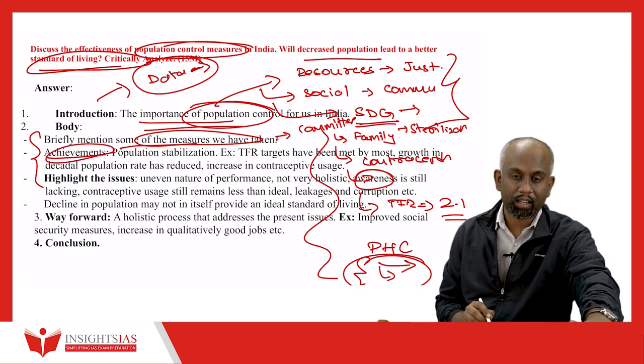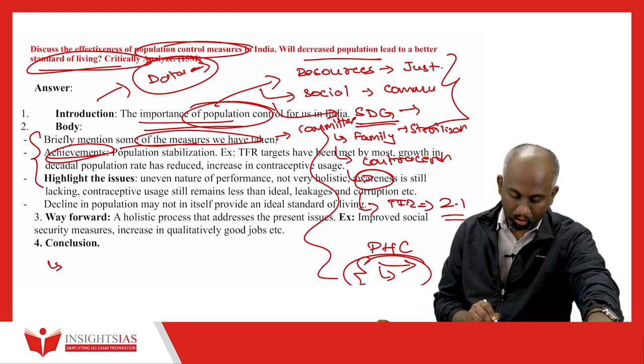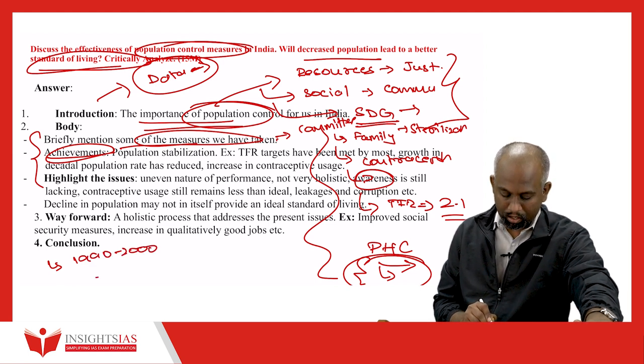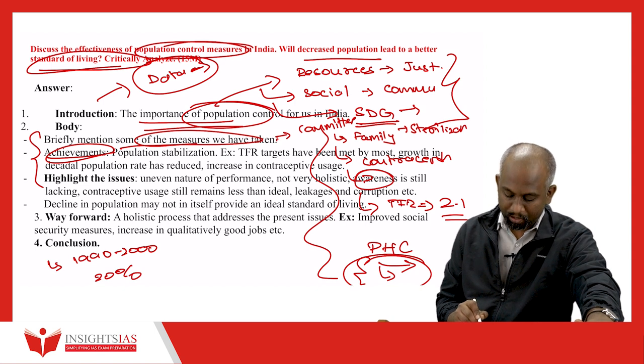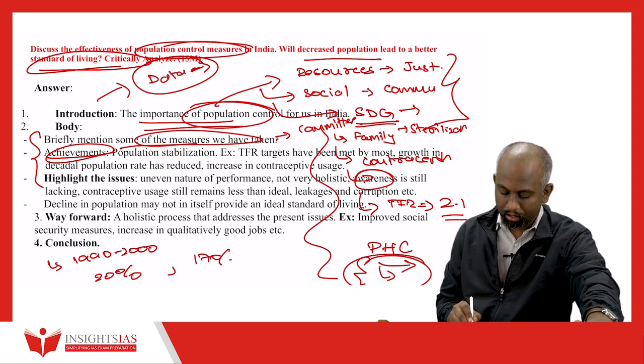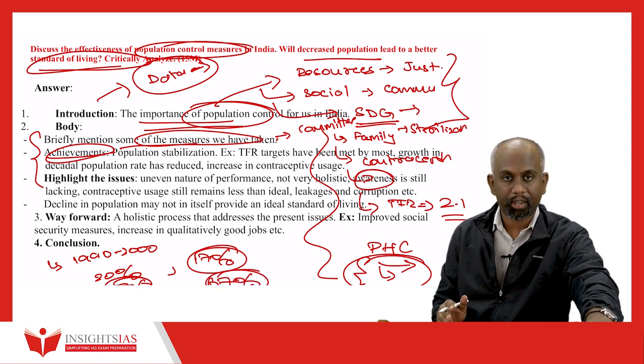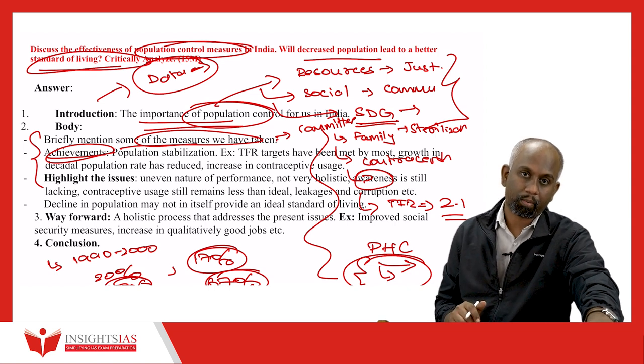What are the achievements that we have made? Population stabilization has happened, right? How can I establish that? From 1990 to 2000, the population growth was around 20%. In the preceding decade, this had come down to 17%. This is good, right? Here, the contraceptive usage was 57%. It increased to around 67% in the preceding decade, right? That's one more point that you can talk about.